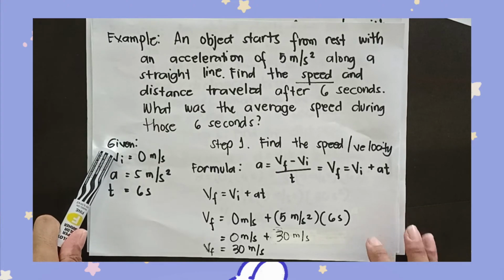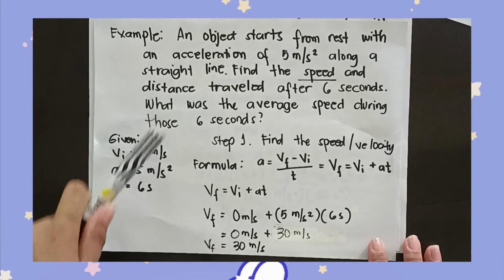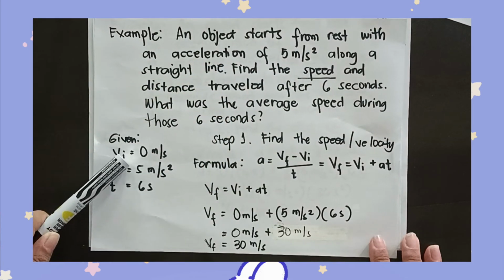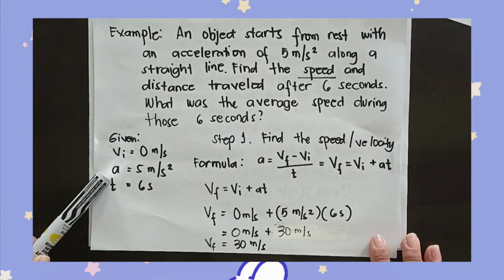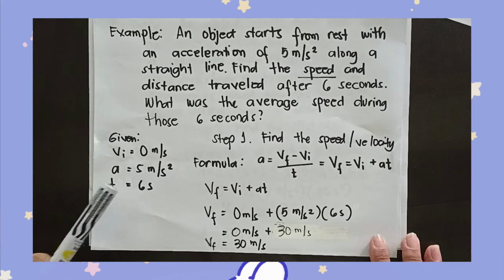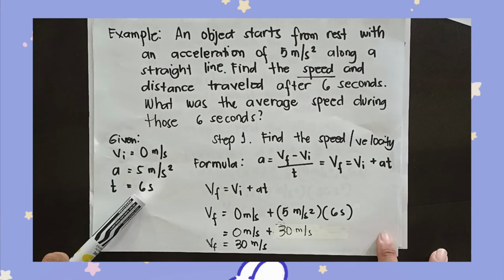So, meron tayong given dito, initial velocity, which is 0, dahil ang ating object ay nag-start siya from rest. Kaya po 0 ang ating initial velocity. Then, the acceleration, ayan, so 5 meters per square seconds, and ang ating time is 6 seconds.